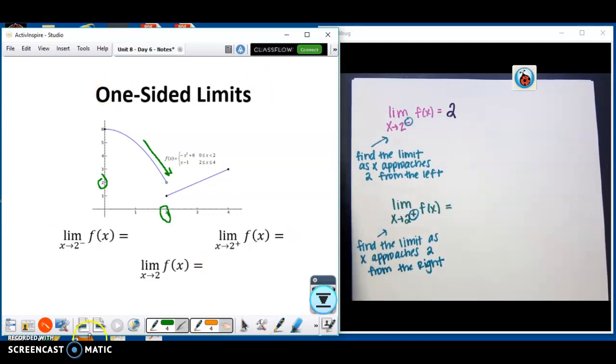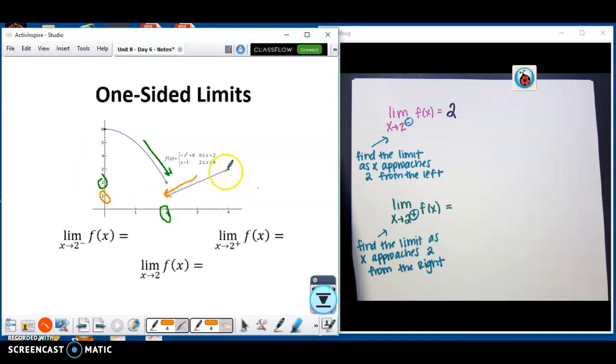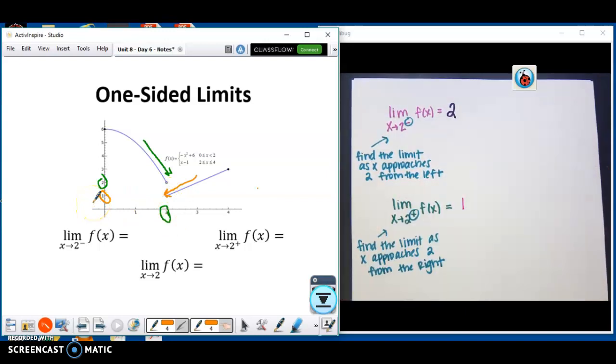Okay, so change colors here. This time we are coming in from the right side. So we're coming in, we get to 2, and here we are at this point right here. So that y value is actually at 1. Okay, so we came in from the right side, and that graph at 2 was actually at 1. So the answer for that limit would be 1.